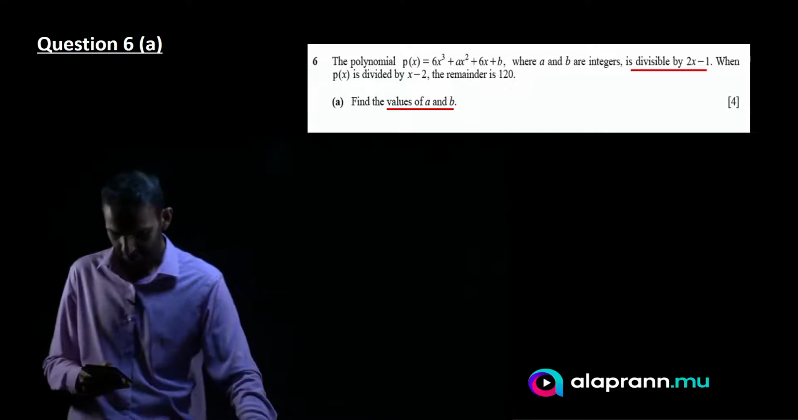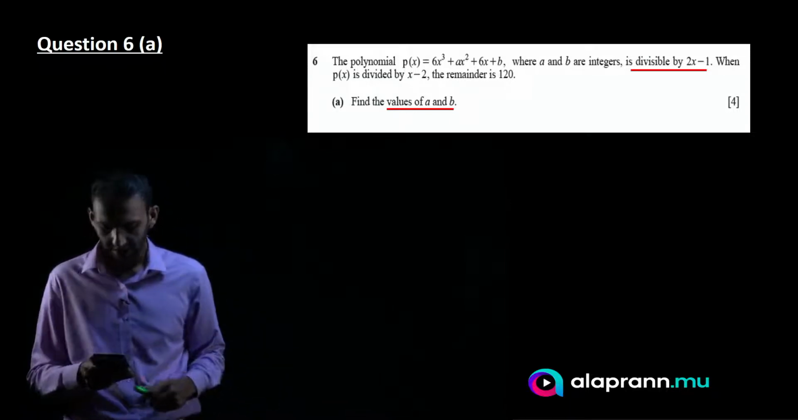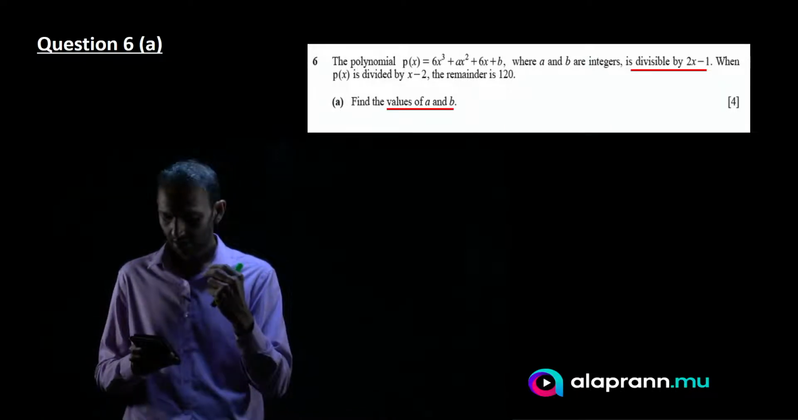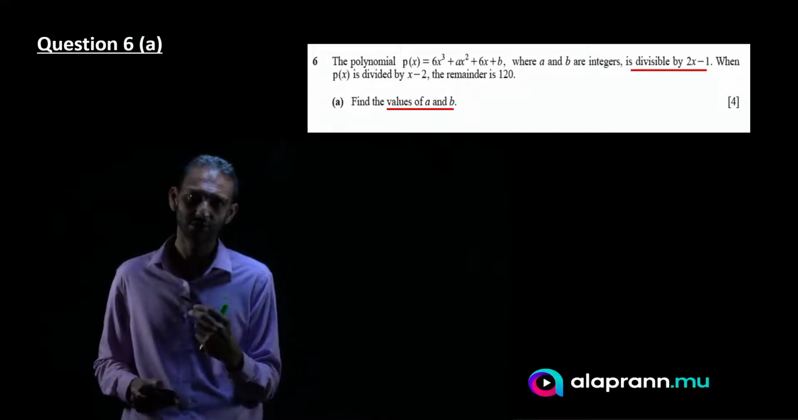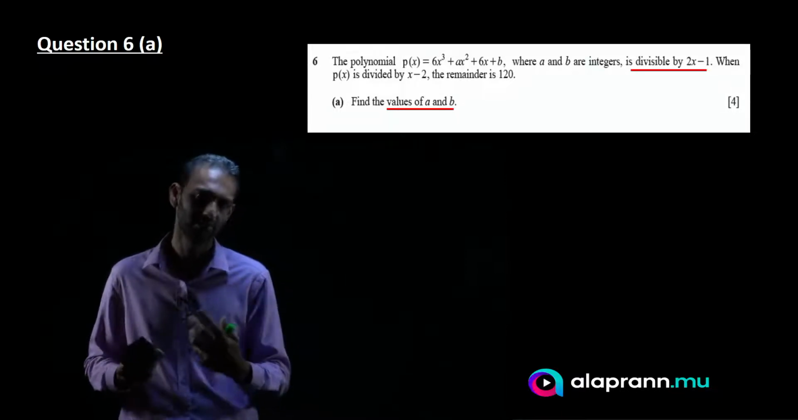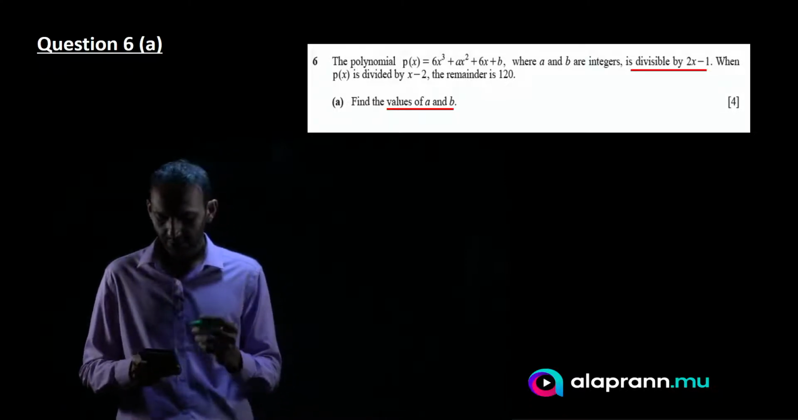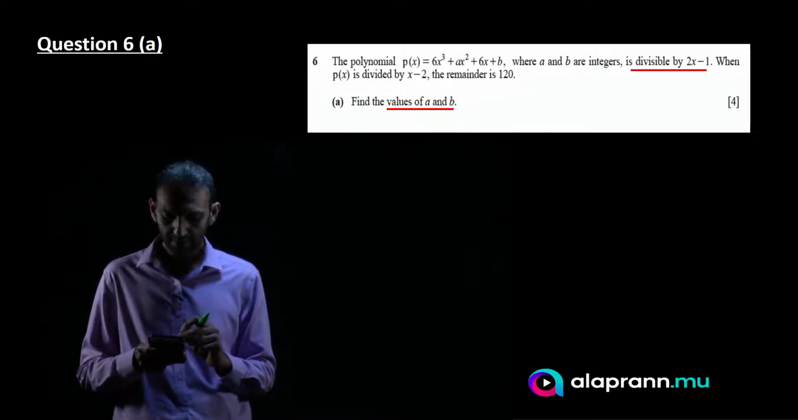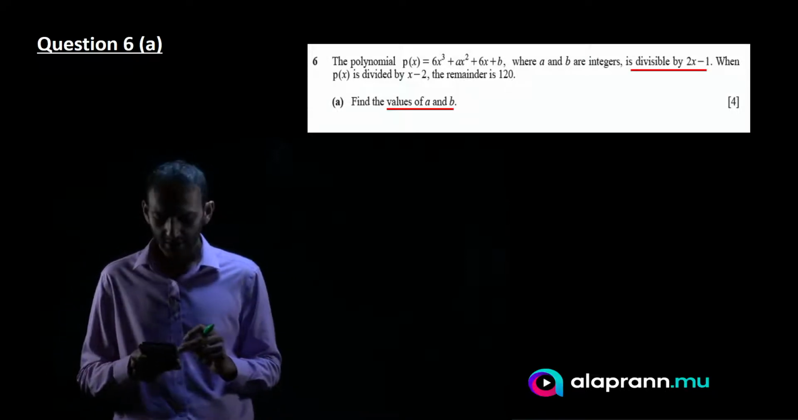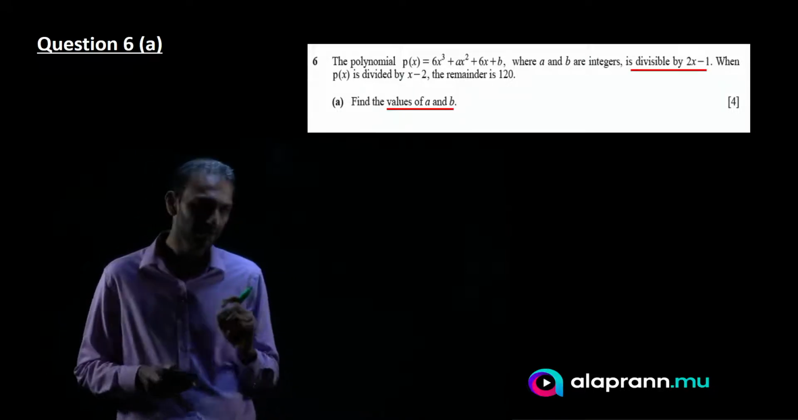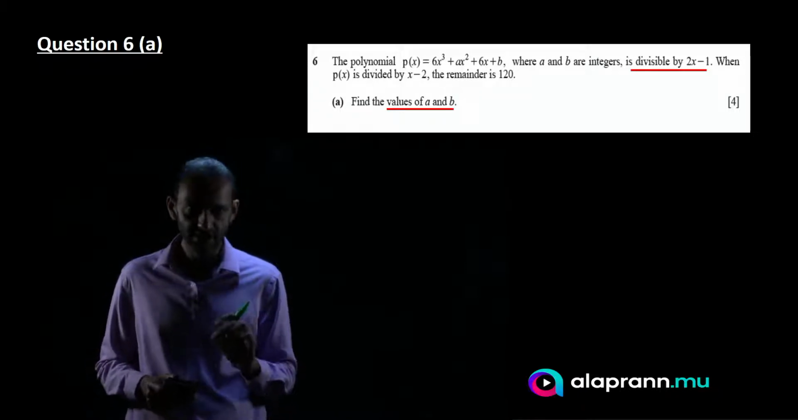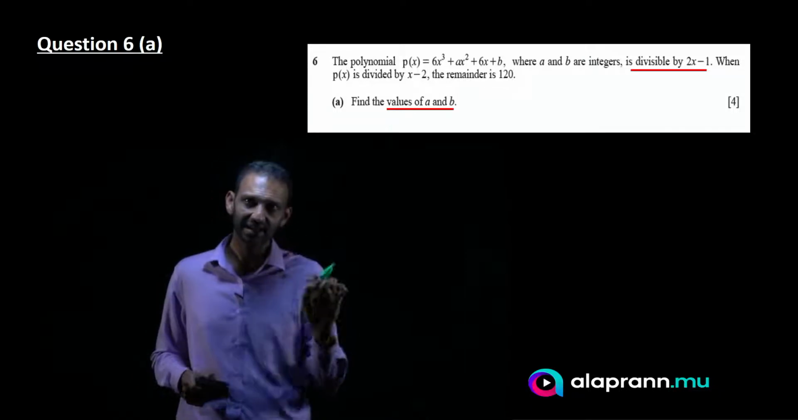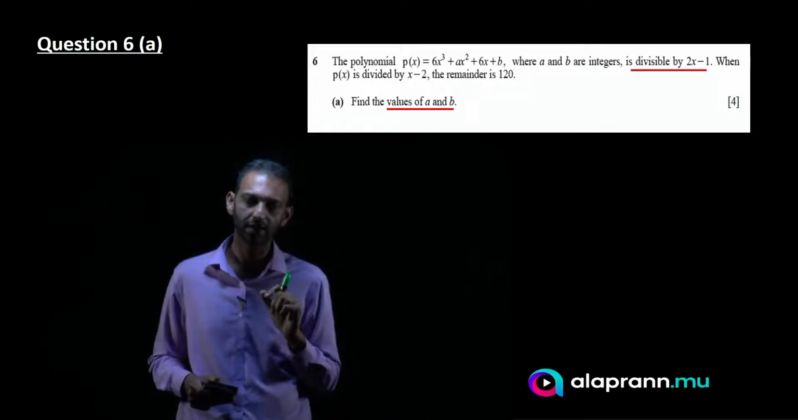So let's start. Question number 6: when we see a polynomial p(x), the chapter which comes to your mind should be the remainder and factor theorem in additional maths. So the polynomial p(x) is equal to 6x cubed plus ax squared plus 6x plus b, where a and b are integers, is exactly divisible by 2x minus 1. When we see divisible, it means it is exactly divisible. And when it is exactly divisible, the theorem which comes to your mind should be factor theorem.